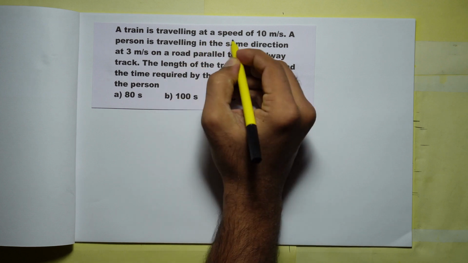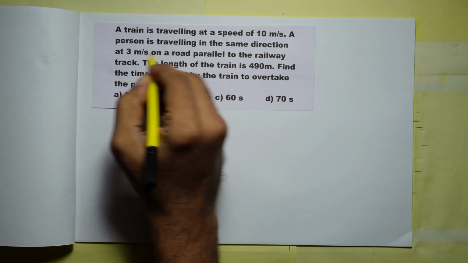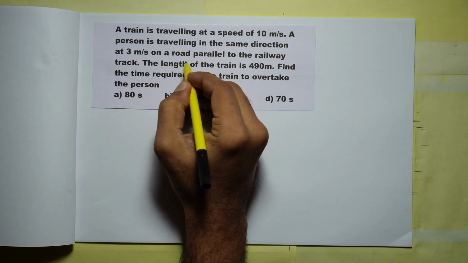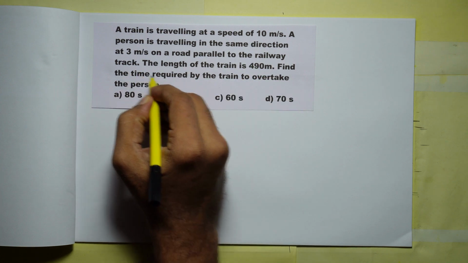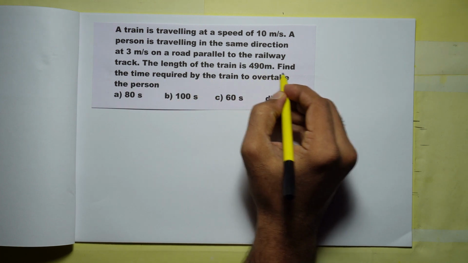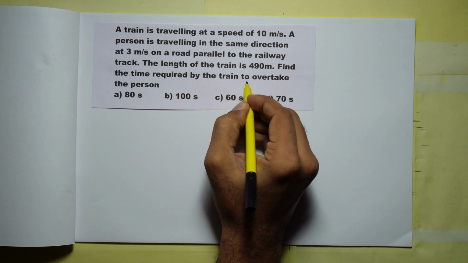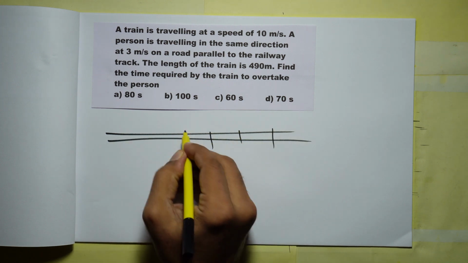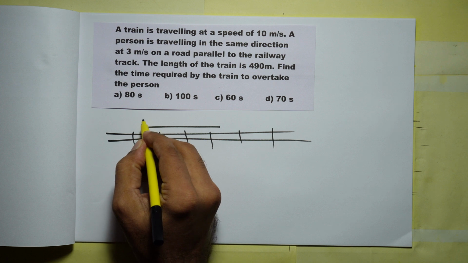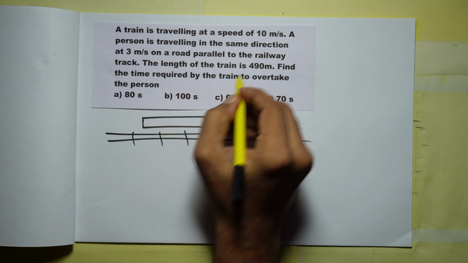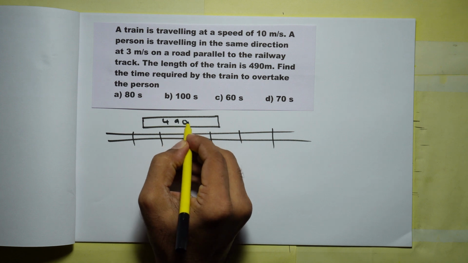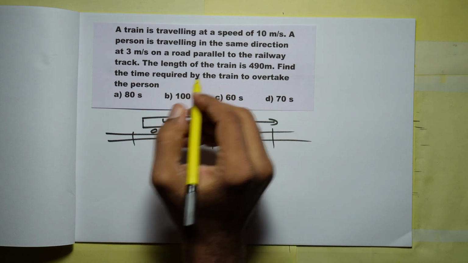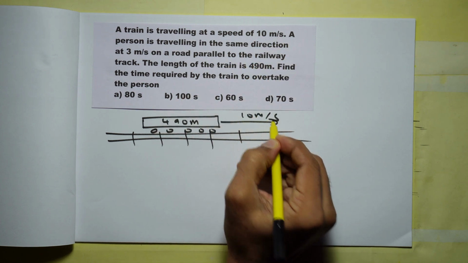A train is traveling at a speed of 10 meters per second. A person is traveling in the same direction at 3 meters per second on a road parallel to the railway track. The length of the train is 490 meters. Find the time required by the train to overtake the person. So you have the railway track like this. So you have the train here. And length of the train is 490 meters, moving in this direction, and the speed of the train is 10 meters per second.